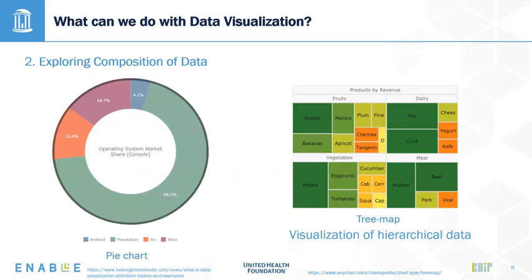For exploring the composition of data, pie charts and tree maps are good choices. The following picture shows the operating system market share of consoles in a pie chart. In comparison, a tree map is intended for the visualization of hierarchical data in the form of nested rectangles, but both charts show ratios of each part to the whole.